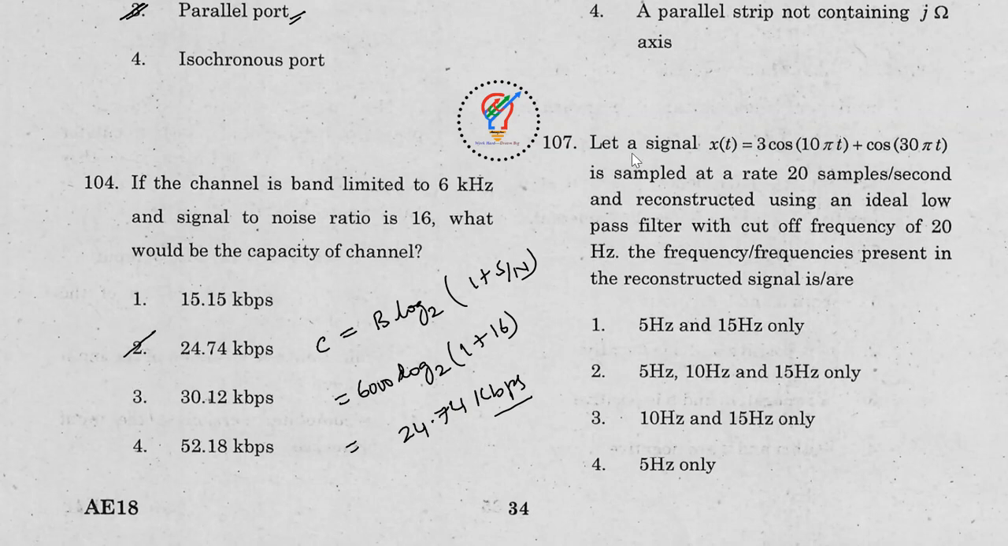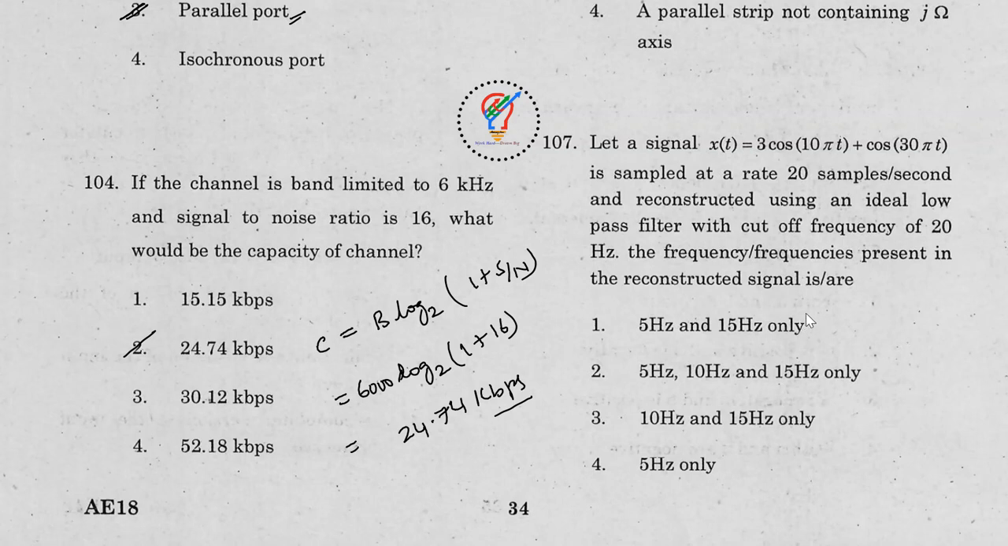Next one, let a signal x of t equal to 3 cos 10 pi t and cos 30 pi t be sampled at a rate of 20 samples per second and reconstructed using an ideal low pass filter with a cutoff frequency of 20 Hz. The frequency or frequencies present in the reconstructed signal are. So here we are using a low pass filter with a cutoff frequency of 20 Hz. If you see the answer options, all of them have frequencies less than 20 Hz only.